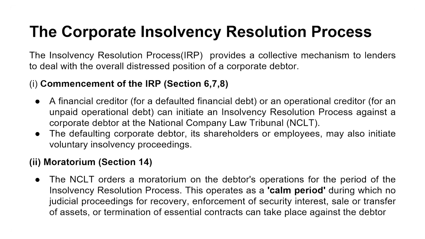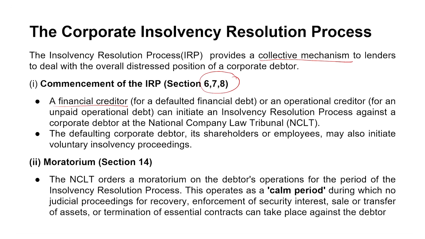Corporate insolvency resolution process, IRP, provides a collective mechanism to lenders to deal with the overall distressed position of the corporate debtor. Commencement of IRP is dealt with by sections 6, 7, 8 of the Insolvency and Bankruptcy Code 2016, initiated by a financial creditor. So, there are three types of creditors dealt with by this Code, and particularly these sections deal with the financial creditor. Another type of creditor is the operational creditor, and an unpaid operational creditor can initiate an insolvency resolution process against a corporate debtor at the National Company Law Tribunal.